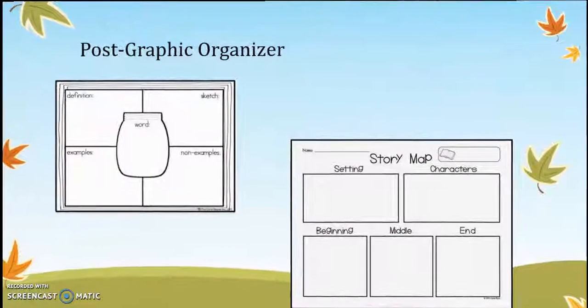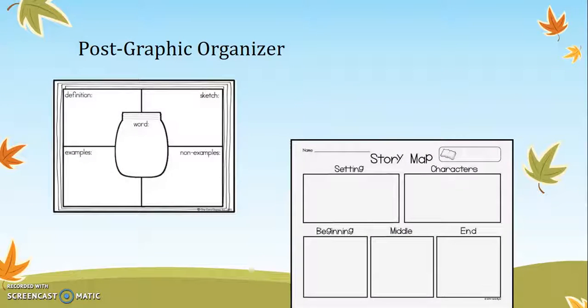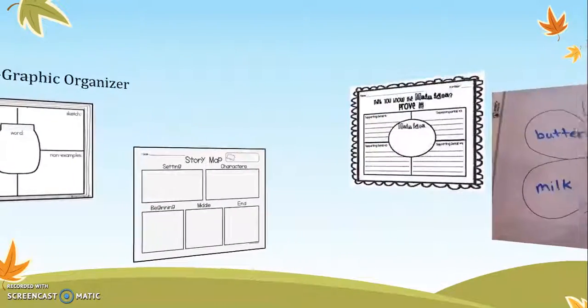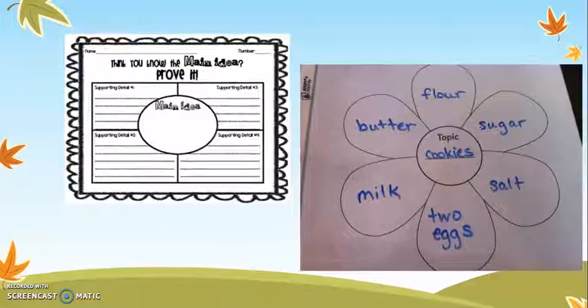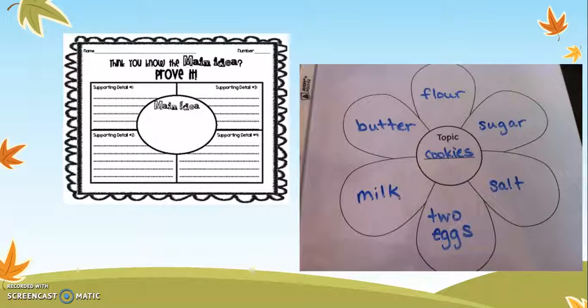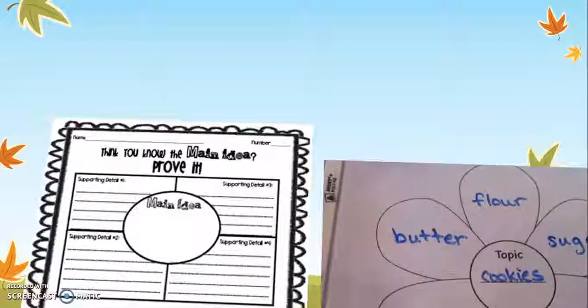So for the post graphic organizer, the one on the left side is what we would call the Frayer model. They would put the vocabulary word, if you're focusing on vocabulary words through the reading. In the center, you'll put the definition, picture, and examples and non-examples. These are other examples of a post-graphic organizer. You see they have the main idea in the center, and then you have your supporting details surrounding it.